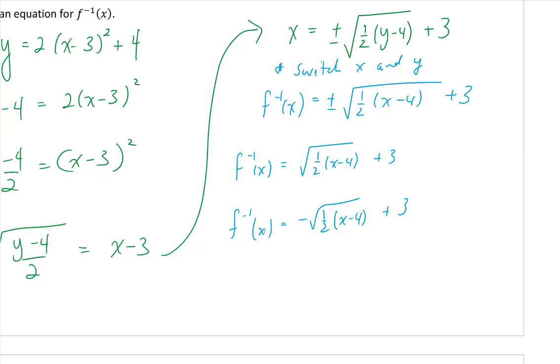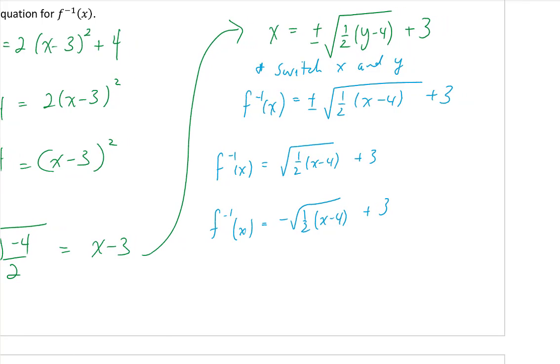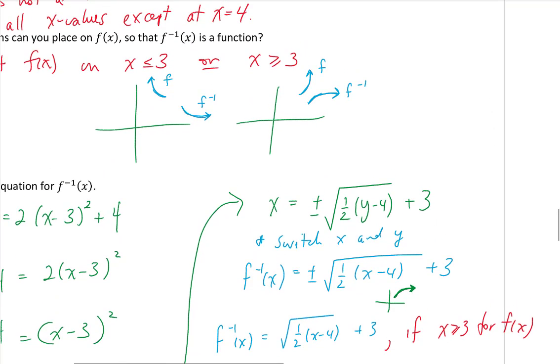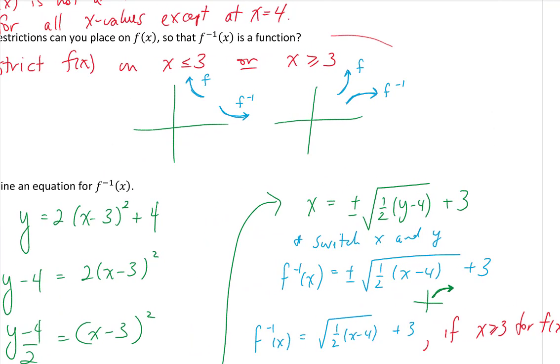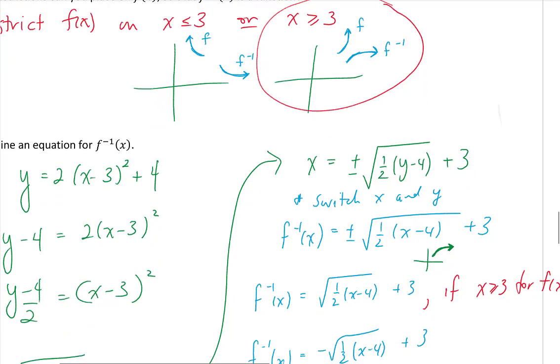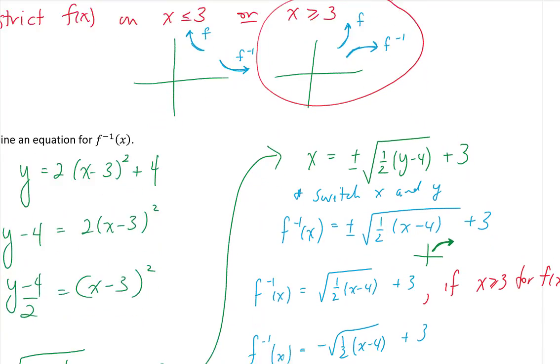So which ones do they represent in terms of the graph? Well, the positive one is always the upper part. If we have a square root function, remember a positive square root looks like this. So this is the graph that has the restriction on f of x. This is true if x is greater than or equal to 3 for f of x. So remember up here we said if x is greater than or equal to 3, that is the positive square root.